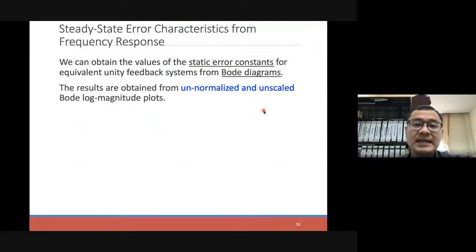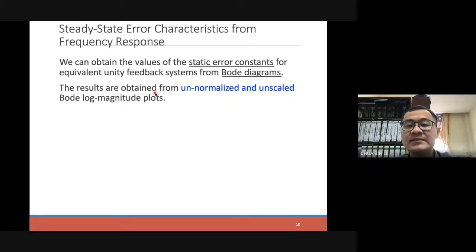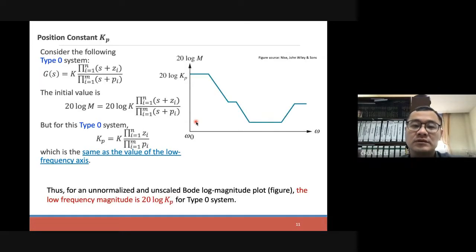Next would be the steady state response characteristic. How we can adjust this would be based on the relationship between the steady state error and the plot itself. We would obtain the result from the unscaled, or non-normalized, plot. So we just plot accordingly, no need to normalize anything.